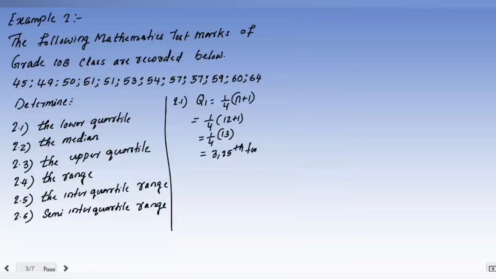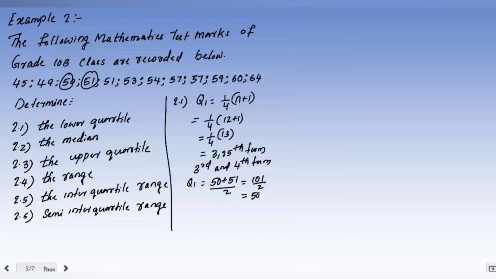3,25. The term. So 3,25 is between the third and fourth term. Don't forget that. What is the third term? 50 is the third term and 51 is the fourth term. Is it clear? So what is the actual Q1? Q1 is going to be, just add both, that is 50 plus 51 divided by 2, which is going to be 101 divided by 2. So the answer is 50,5.